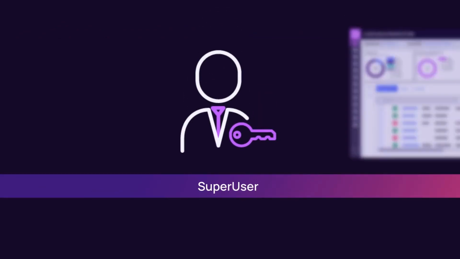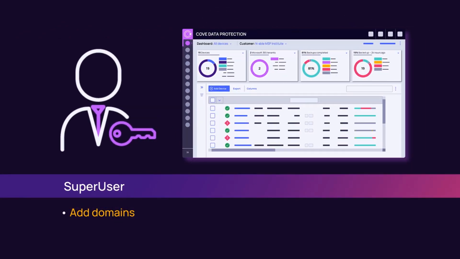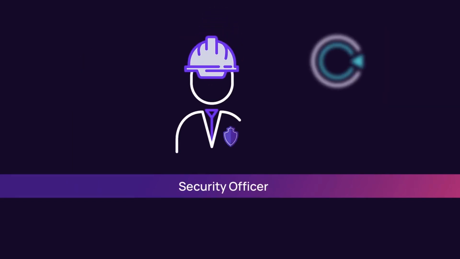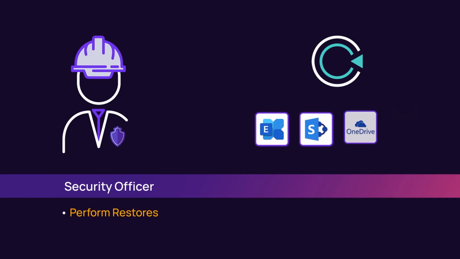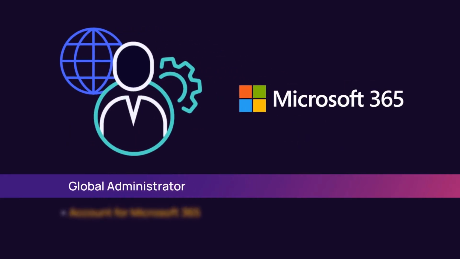To run the backup and restore service, users must have the following account types. Super User for the management console to add domains and initiate backups. Security Officer to perform restores. And a global administrator account for Microsoft 365.